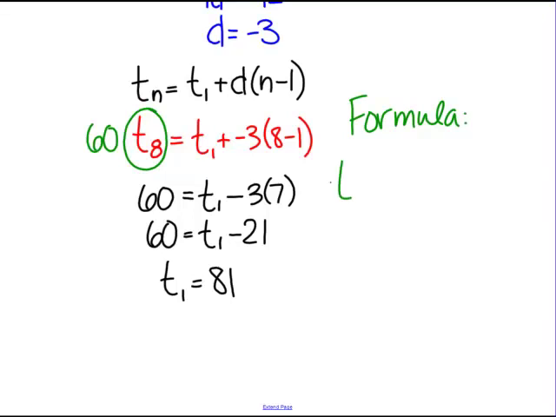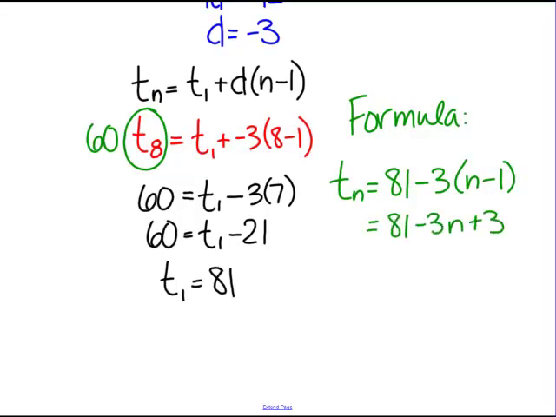Now that I have the first term and the common difference, I can write a formula. So it must be that the nth term is equal to the first term plus the common difference times n minus 1. And simplifying that, remembering to distribute the negative, we get that the formula is negative 3n plus 84.